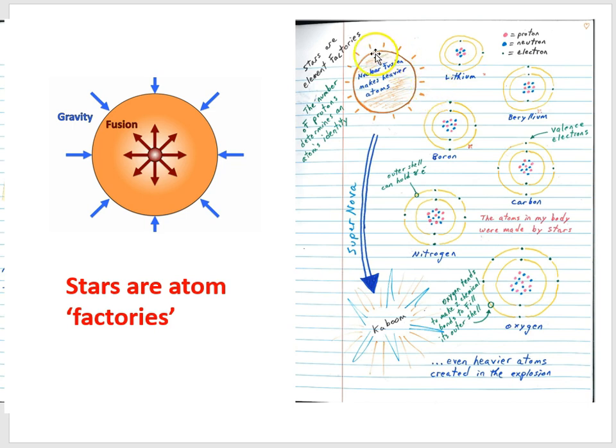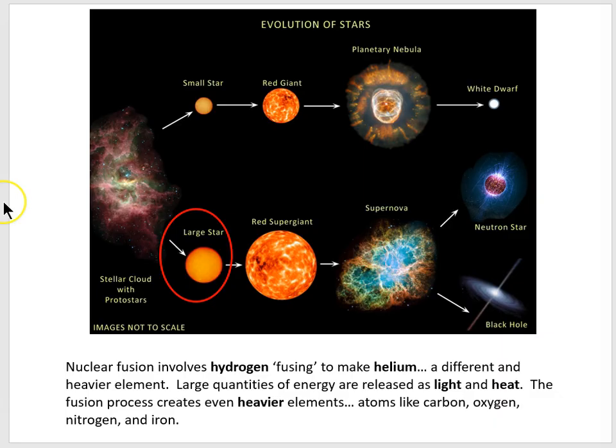So we drew it like this. Inside stars, stars are fusing together nuclei to form heavier and heavier elements. Recall, an element is a substance made of one kind of atom. So here we have lithium, beryllium, boron, carbon, nitrogen, oxygen, all these different kinds of atoms with different numbers of protons and electrons. They are forged inside stars. And when stars explode, they can make even heavier elements.